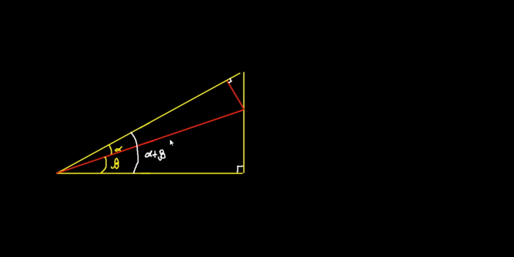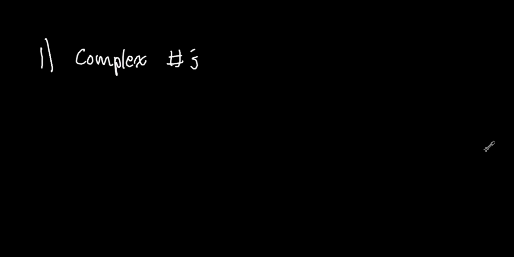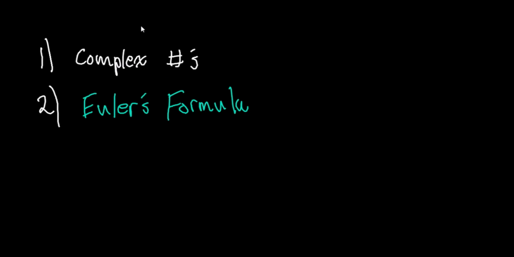But this geometric argument can get a bit messy unless you're clever, although it's a good exercise. And also you have to worry about whether alpha plus beta exceeds 90 degrees. Think about for a minute what would happen with this geometric argument if that were the case. But the way we're going to show it in this video is using complex numbers and Euler's formula.